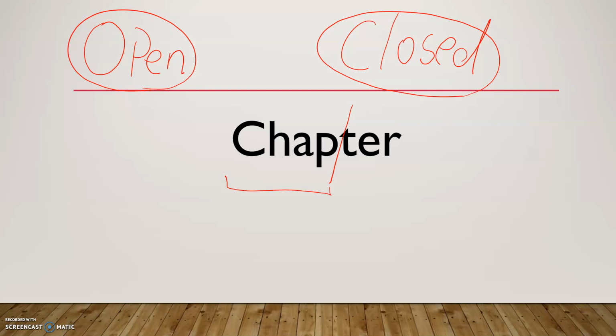What is the last sound in the first syllable chap? Yes, it's the p sound. Is the p a vowel or consonant? Well, of course, it's a consonant. So when the first syllable ends with a consonant sound, then of course it's a closed syllable.